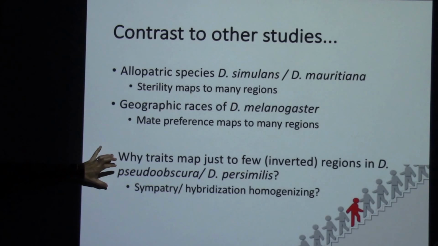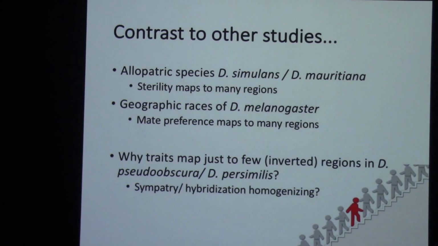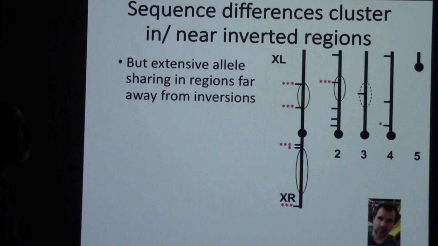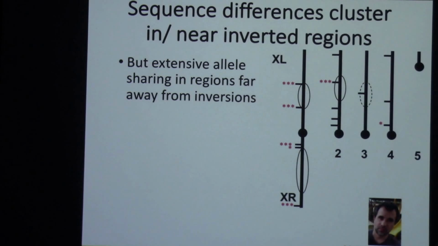So why are these mapping just to these inverted regions? We suggested that maybe sympatry or hybridization had homogenized the rest. Fortunately, Carlos Machado's work, which came out right after that, supported this idea that there's lots and lots of allele sharing through most of the genome, but the only places that have fixed differences are just outside or very near the inverted regions. This one, by the way, was a little bit of a fluke. There was one nucleotide difference, which actually was a fixed difference. That was the one fluke. But everything else matched that pattern overall.